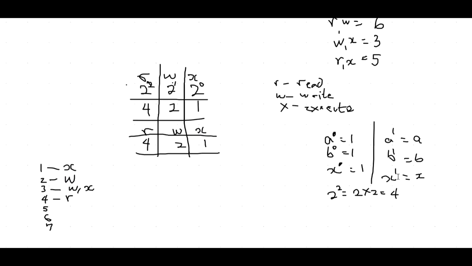What will 5 be? Using that same approach, what does 5 represent? Read and execute. 4 plus 1, read and execute. Okay. And what does 6 represent? Read and write. And what does 7 represent? Read, write, execute. That's it.